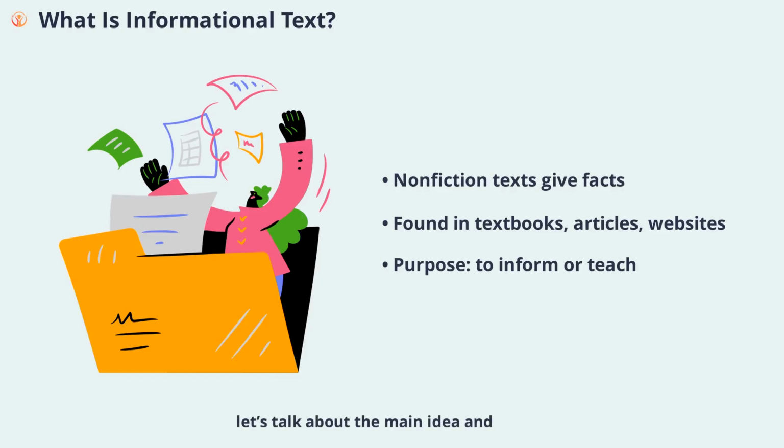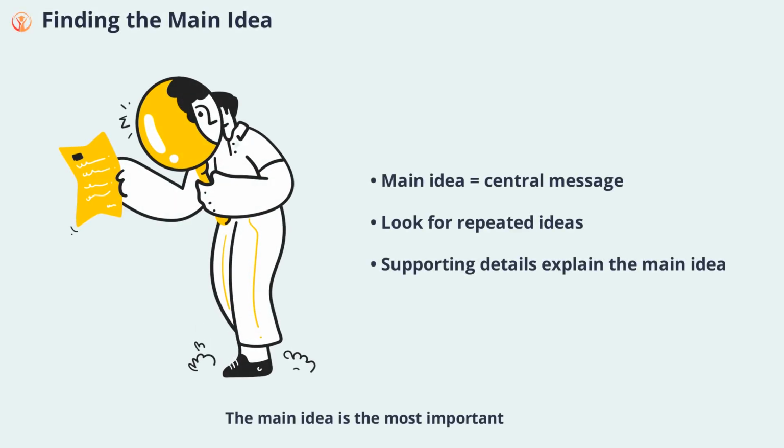Next, let's talk about the main idea and why it's the heart of every informational text. The main idea is the most important point the author wants you to understand. It's like the big message or the central thought of the passage. To find the main idea, ask yourself, what is this text mostly about? Look for repeated words or ideas and pay attention to the first and last sentences.